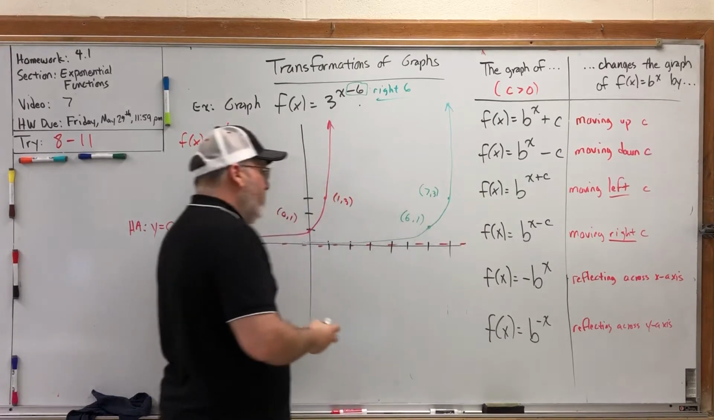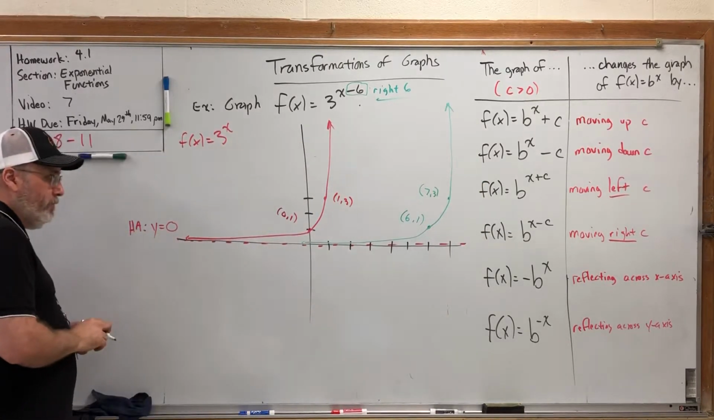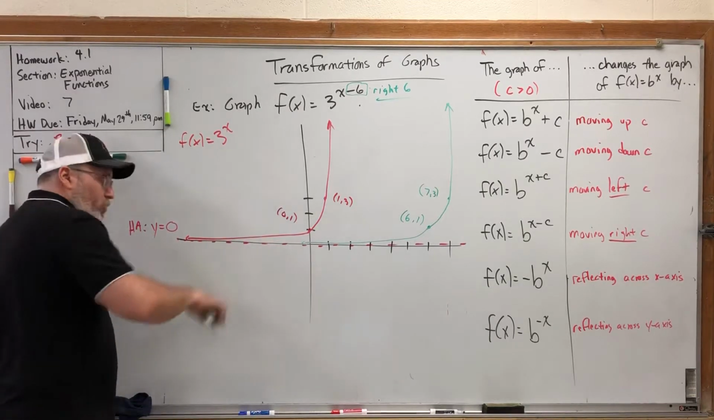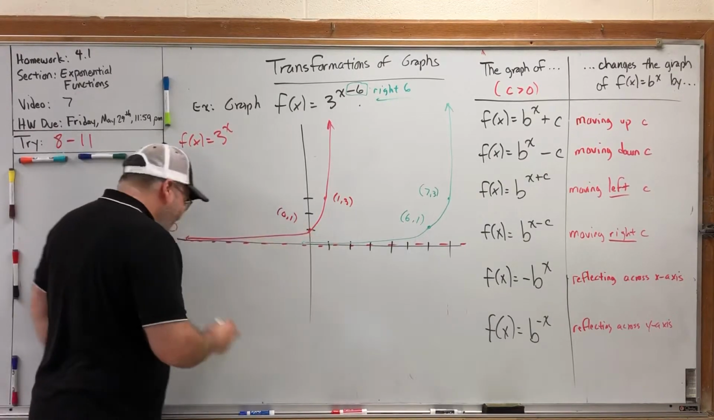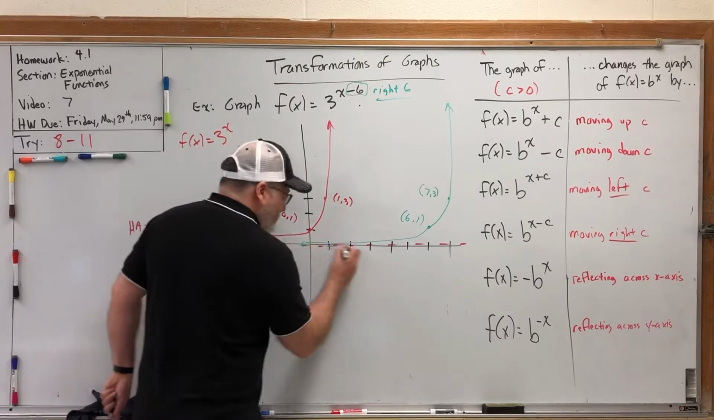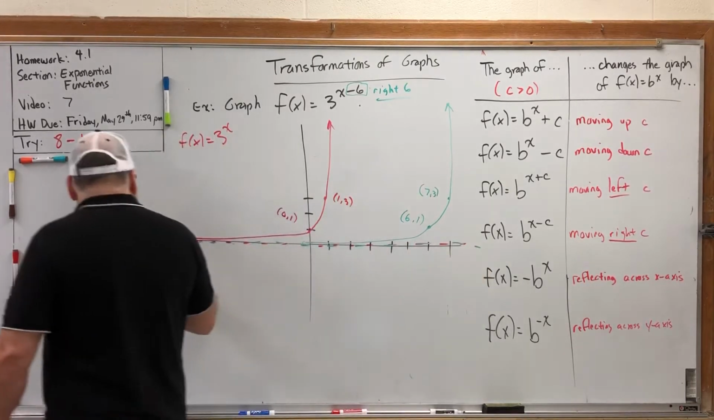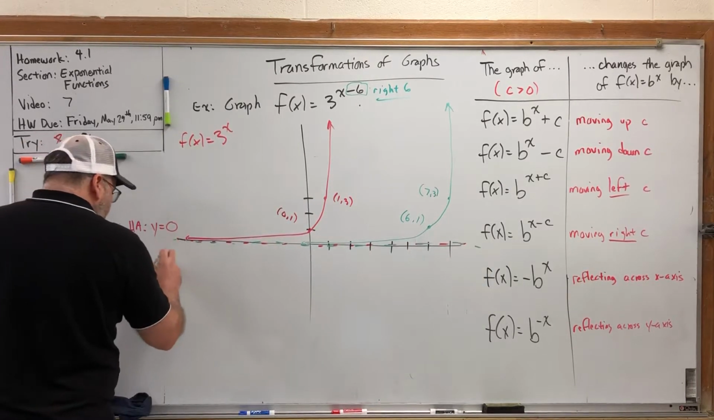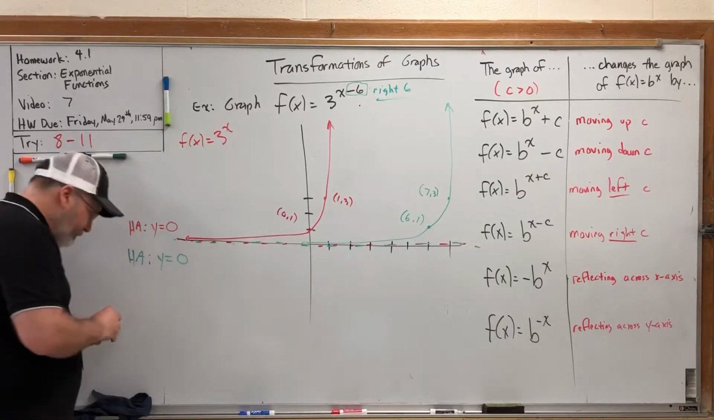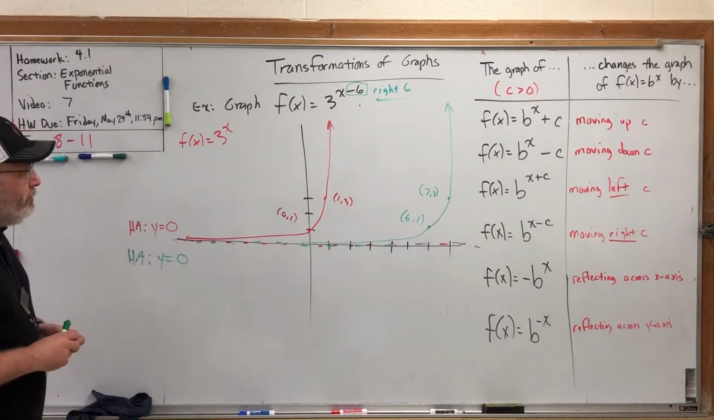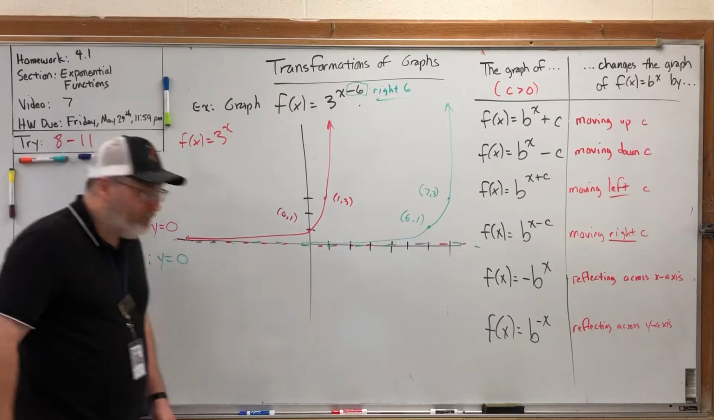Now where does the horizontal asymptote move to? Well, if you move this horizontal line to the right 6, it's going to be the exact same place. So the horizontal asymptote is also y equals 0. Okay, that didn't take a whole lot of time.